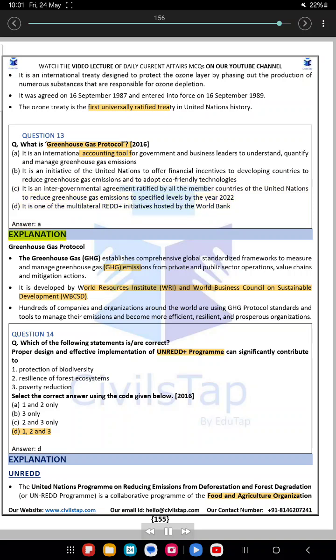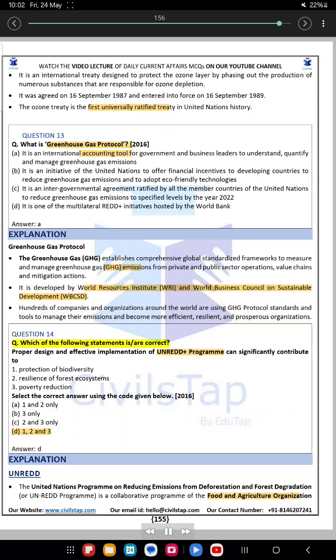Answer A. Explanation. Greenhouse Gas Protocol. The Greenhouse Gas Protocol, GHG, establishes comprehensive global standardized frameworks to measure and manage greenhouse gas emissions from private and public sector operations, value chains and mitigation actions. It is developed by World Resources Institute (WRI) and World Business Council on Sustainable Development (WBCSD). Hundreds of companies and organizations around the world are using GHG protocol standards and tools to manage their emissions and become more efficient, resilient, and prosperous organizations.